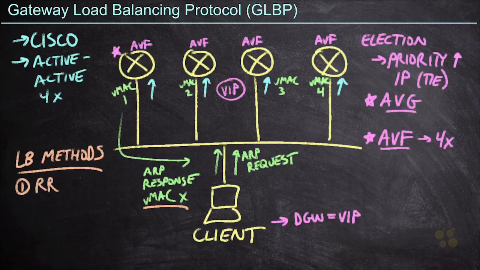The first of which, the default, is round robin. Round robin means that we are simply going to take turns. So the first client who shows up is going to get VMAC1, the second client will get VMAC2, and so on and so forth. The second method would be weighted.